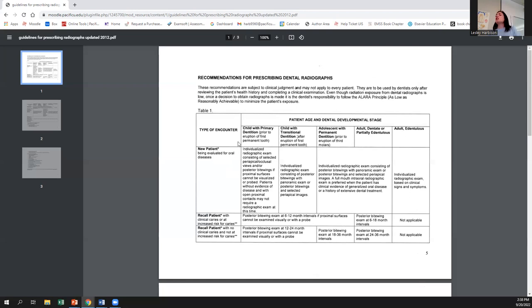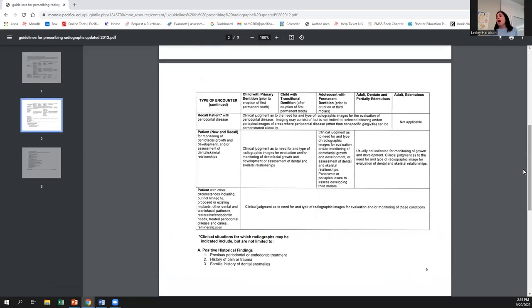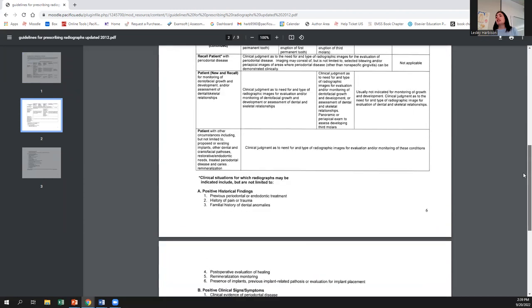So we're dealing with a new patient with these categories of people who are new, and then these categories of people who are in a recall with clinical caries or increased caries risk. So then we can see there's some recommendations. Posterior bite wings, 6 to 12 months intervals, if proximal surfaces cannot be examined visually. And then for adults, we're looking at 6 to 18 months and what have you. So go through this chart and just look and see the various recommendations for time.